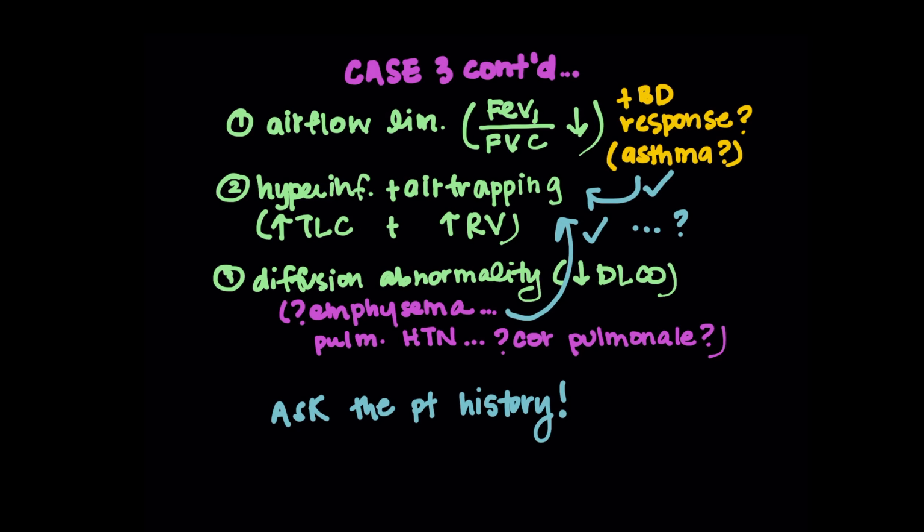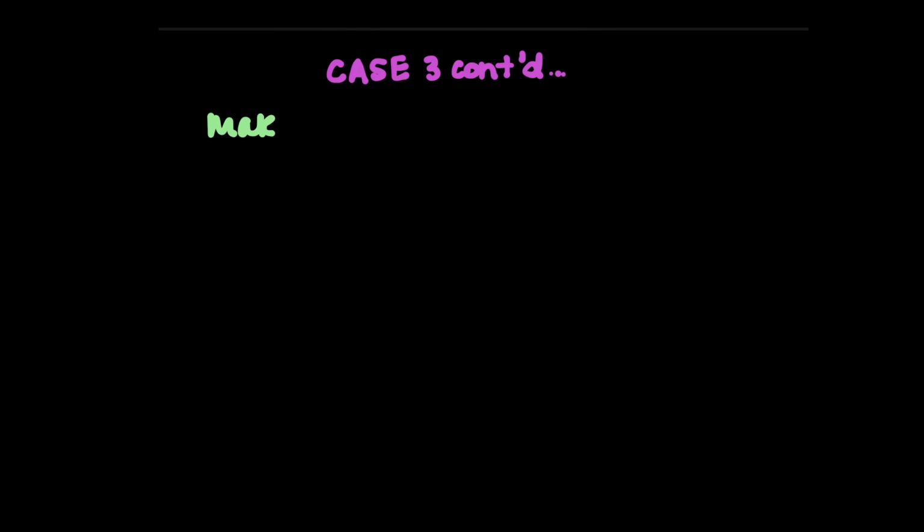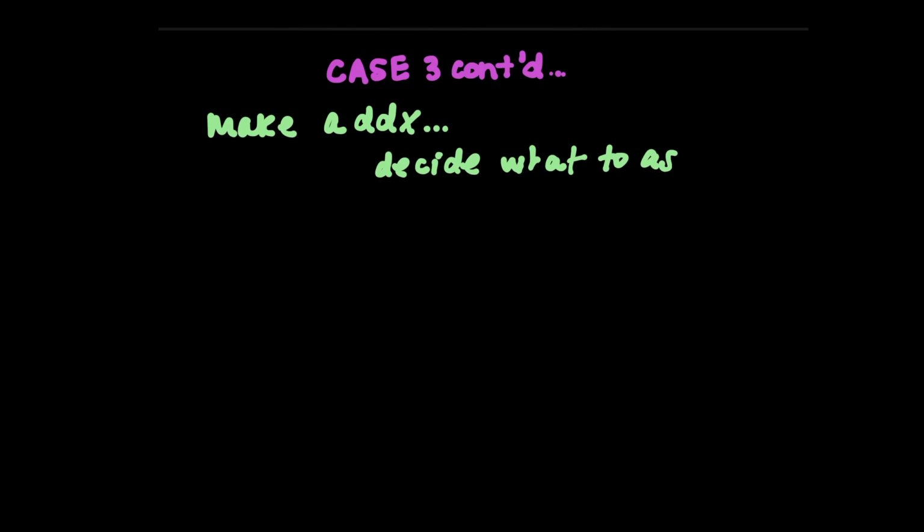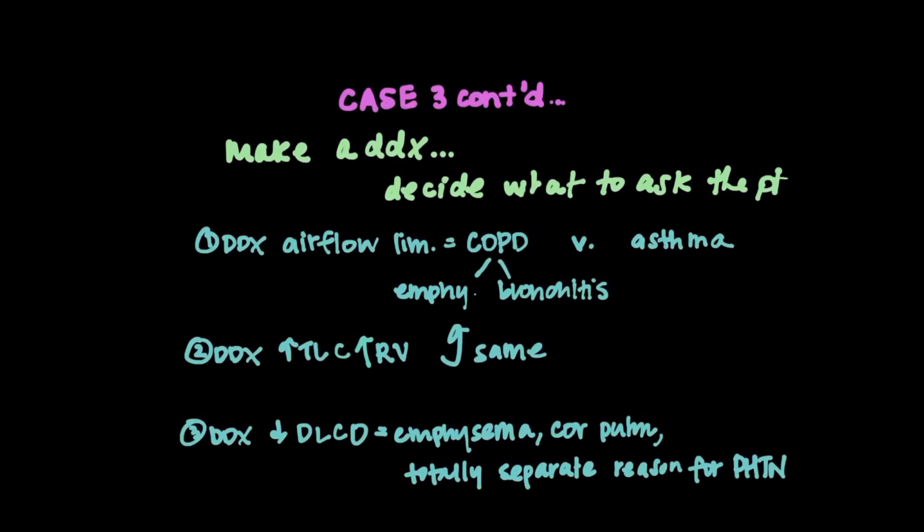So this is a little bit advanced, but I just want you guys to be able to apply this to a real life scenario. So what we do is we would make a differential diagnosis. So we would decide what we wanted to ask the patient based on what we thought might be going on. So I'm just going to put it all up here because we've gone over it a million times.